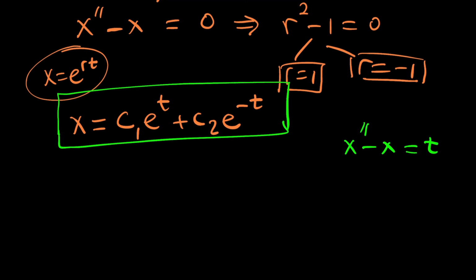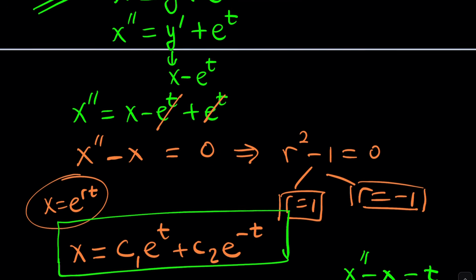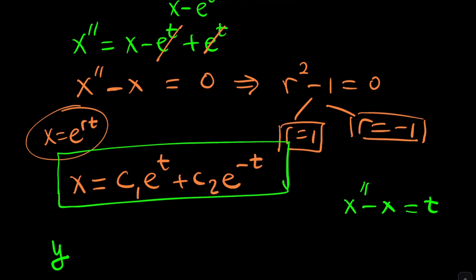We already got x, so are we halfway done? Well, let's see how we can find y from here. So if you remember from the second equation, we have that y prime is equal to x minus e to the t, right? But that's not what I want to use. I want to use the first equation.